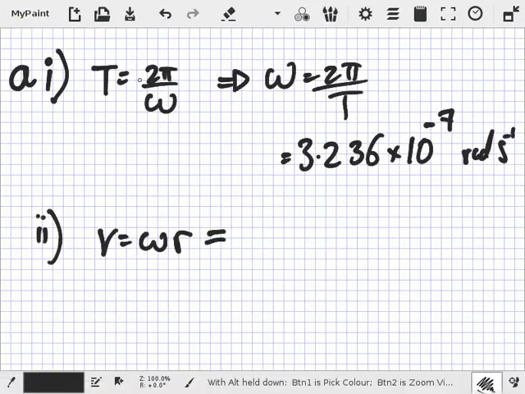V squared equals omega squared R squared. It's the same as this, R squared. No, MV squared. This is omega R. A equals V squared over R. That's the A, equal R omega squared. So this is right, isn't it? Yes. So I multiplied by the R.